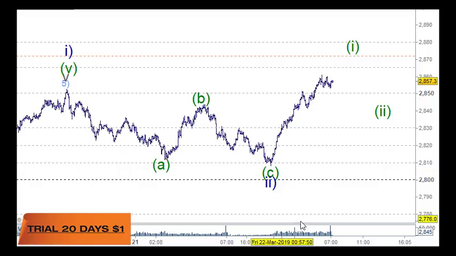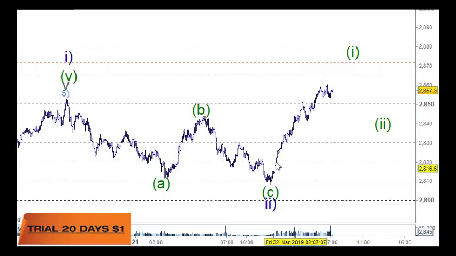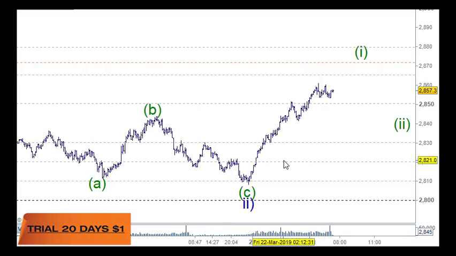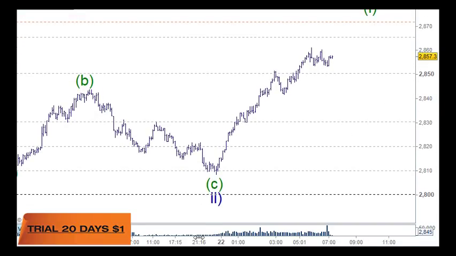So yeah, it looks a bit like this here. One of the reasons that I thought that, let's just look at this trend for a moment. With this trend, from this little low here, I can count 1 and 2 and 3 and 4 and 5 to here.